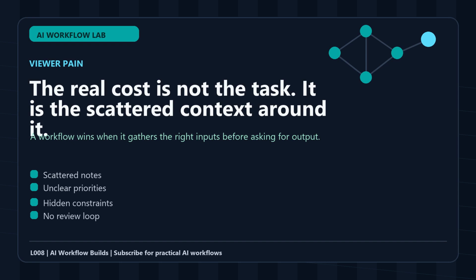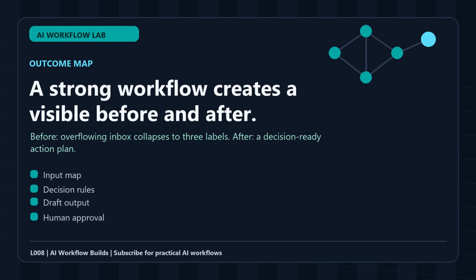Here is the before and after for this build. Before, the work looks like this: overflowing inbox collapses to 3 labels. After, we want a clean set of next actions, a short explanation for each action, and a simple way to know whether the output is safe to use.